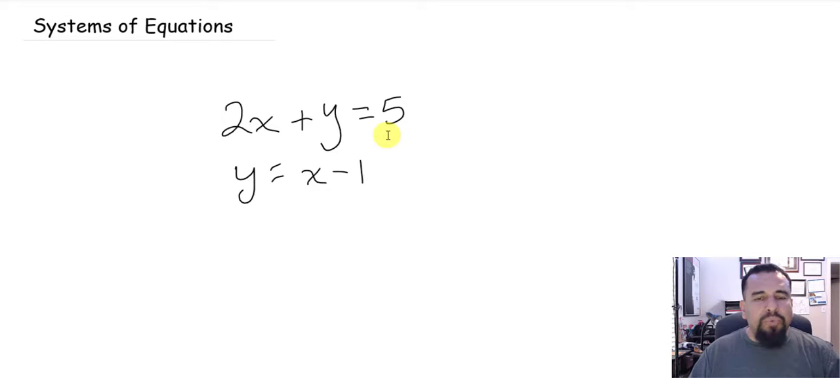Now, I said we were going to solve it using the equal values method. So that means I have to have each one of them written in the form y equals mx plus b. You can see the second one is already written in that format, so I'm just going to go ahead and rewrite this one. Basically, I'm going to move the 2x over here and leave the y behind.